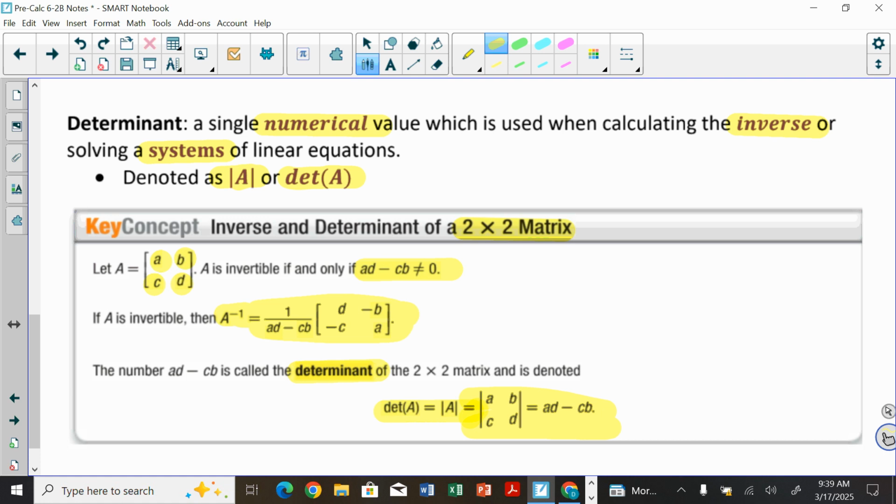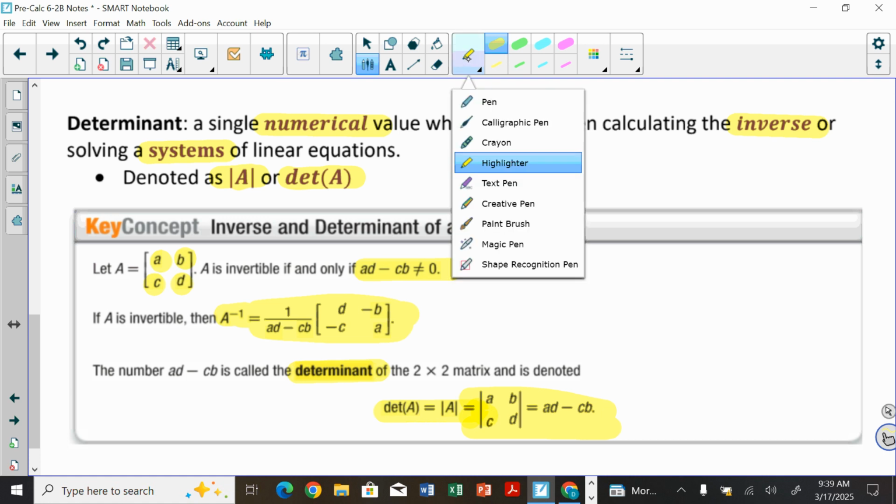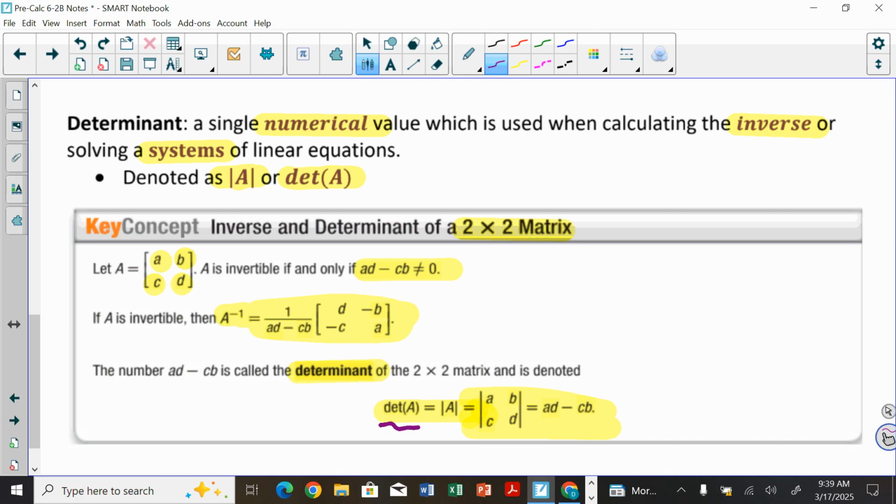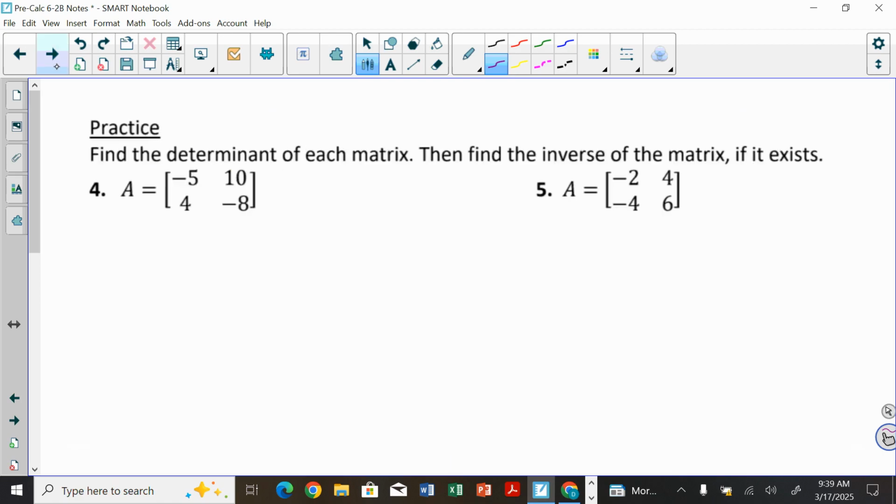So if you've got this, this is kind of how we write it, determinant, or either one of those, and then this is your answer, how to find it, okay? So now, once we are able to find that, we'll come back to those practice problems. So let's do these first. Find the determinant of each matrix, then find the inverse of the matrix if it exists.